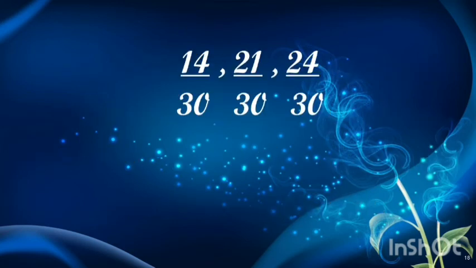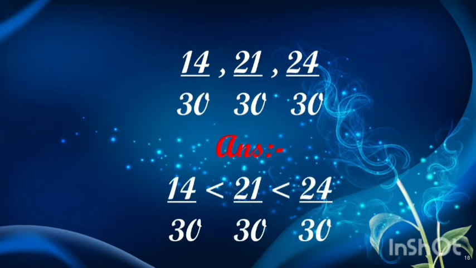Now, since we are left with like fractions, we can easily compare them and arrange them in ascending or descending order as required. So, our new fractions are 14 over 30, 21 over 30, 24 over 30. Arranging them in ascending order, 14 over 30 is less than 21 over 30, which in turn is less than 24 over 30.